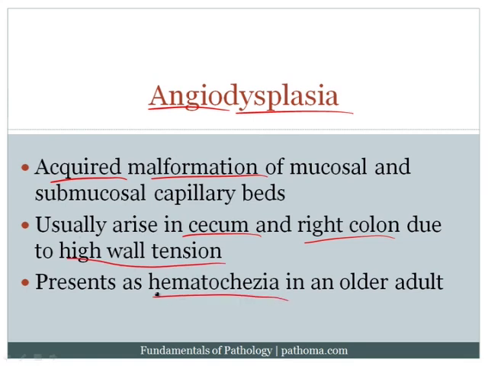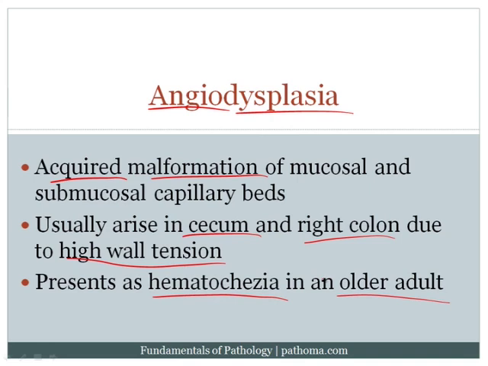And this is going to present as hematochezia in an older adult. I'll make this very simple for you. If you have high stress in the left colon, you're going to get diverticula, and those can present with hematochezia. If you have high stress in the right side of the colon, you get angiodysplasia, and that can also present as hematochezia. So that's the way I remember it.